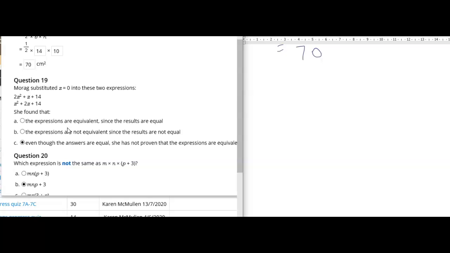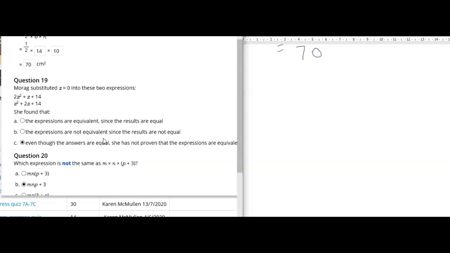She found that the expressions are equivalent since the results are equal. So if we put 0 in here for both of them, you're actually going to get the same answer. You're going to get an answer of 14. So she's assuming that because you got the same answer, the results are equivalent.